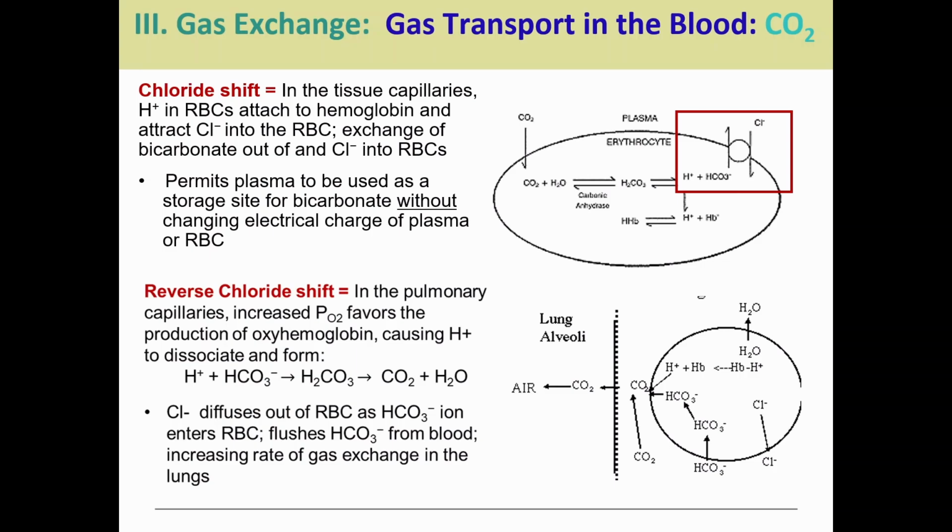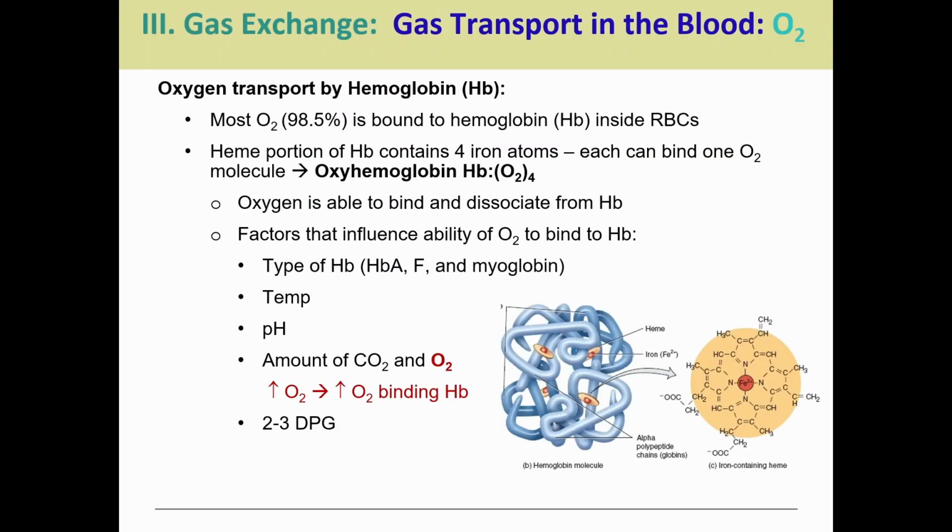And then on the reverse side, in the pulmonary capillaries, we have that increased partial pressure of oxygen, which means we're producing oxyhemoglobin. This means that that proton is going to dissociate from the hemoglobin, and so we end up going back, right? We form that proton with the bicarbonate, we form our carbonic acid, and then we break back down to carbon dioxide and water. And so the chloride can then diffuse out of the red blood cell as the bicarbonate enters in. We flush that from the blood, right? And this helps increase the rate of the gas exchange happening in the lungs.